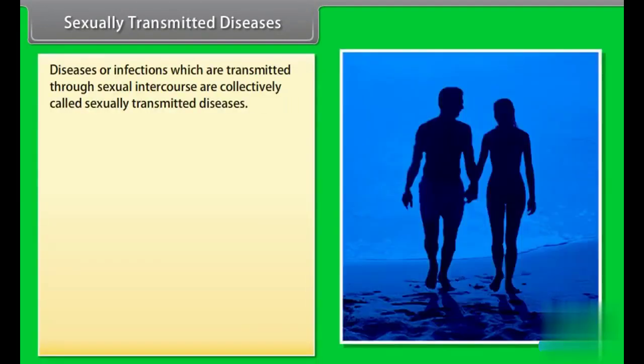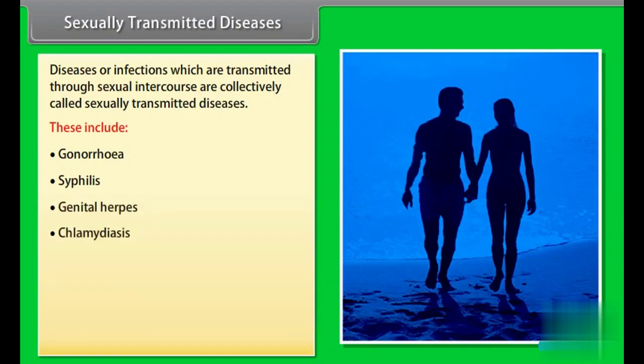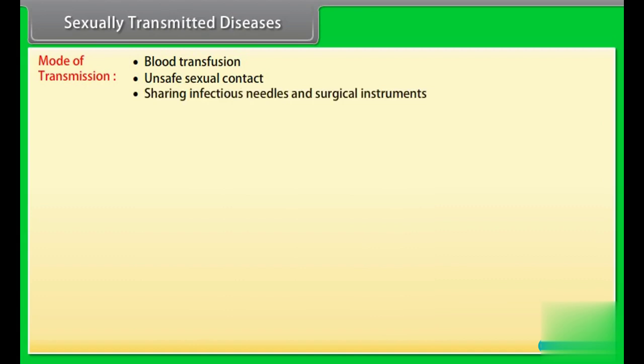Sexually transmitted diseases. Diseases or infections which are transmitted through sexual intercourse are collectively called sexually transmitted diseases. These include gonorrhea, syphilis, genital herpes, chlamydiasis, genital warts, trichomoniasis, hepatitis B, AIDS. Mode of transmission: blood transfusion, unsafe sexual contact, sharing infectious needles and surgical instruments, from infected mothers to babies.